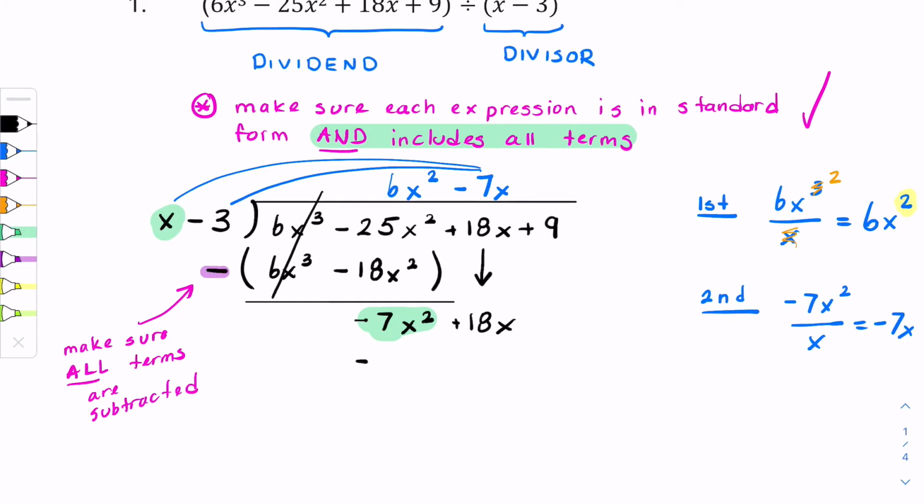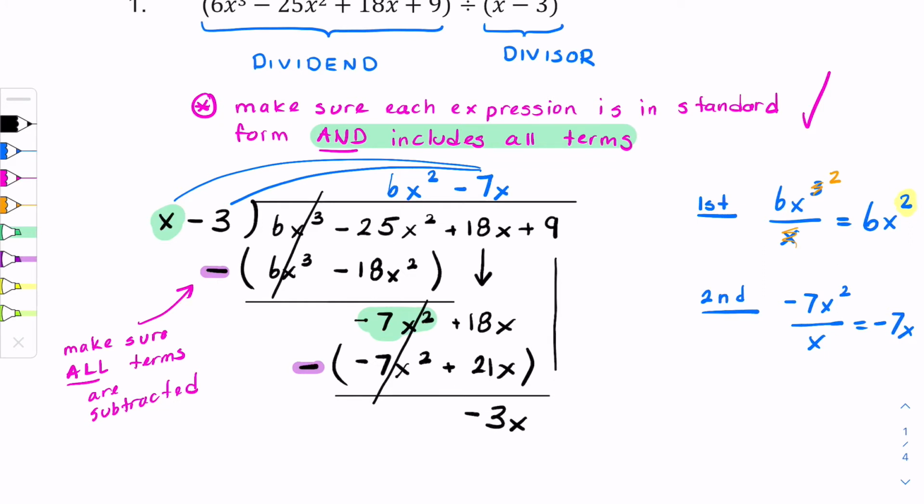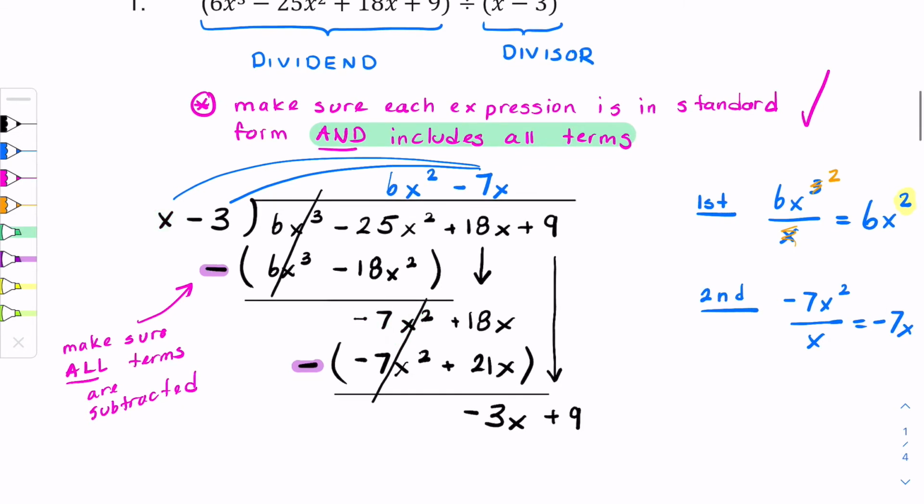Sorry, I'm just going to write this in black. Put this in parentheses, subtract both of these values. Your first term should always be eliminated. 18 minus positive 21x is going to leave you with negative 3x. Bring down your last term of your dividend, plus 9. You now have two new terms to divide out. This is your new dividend.